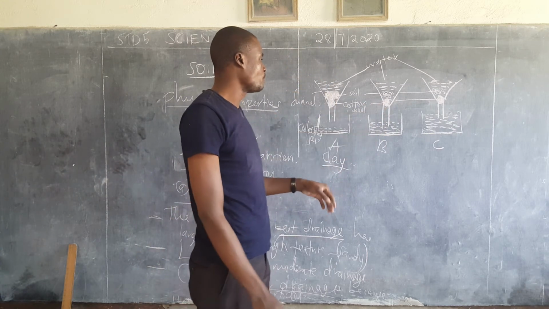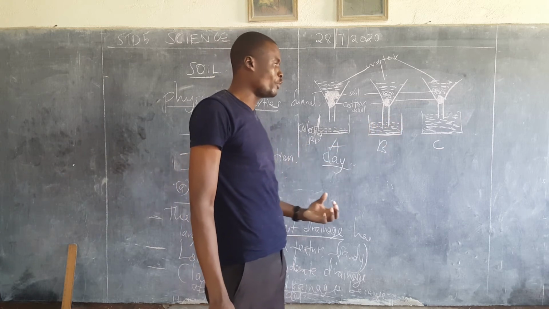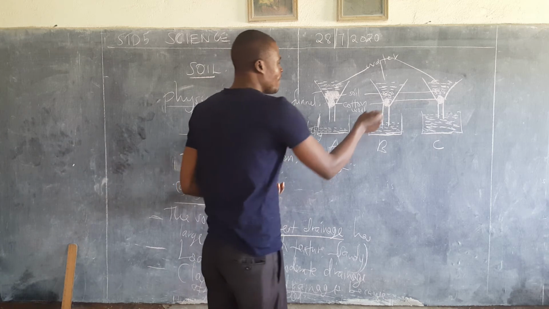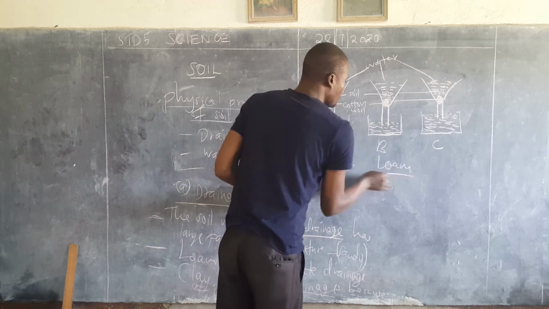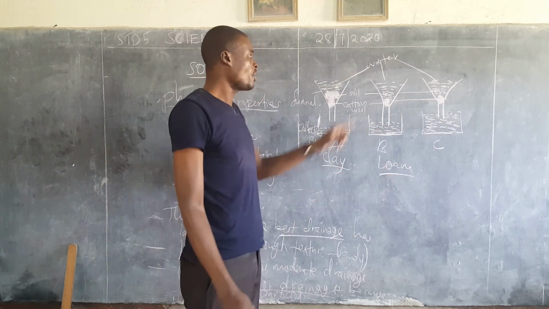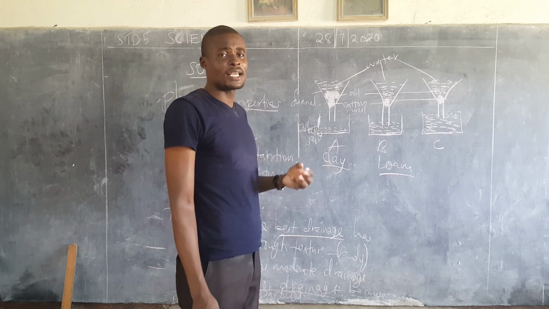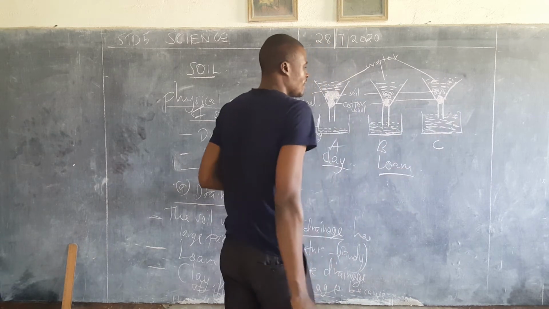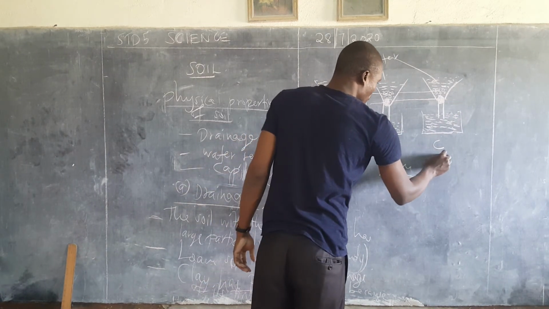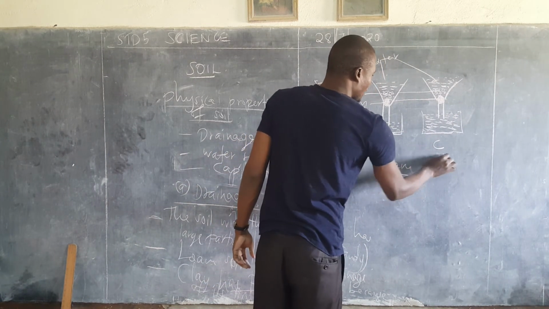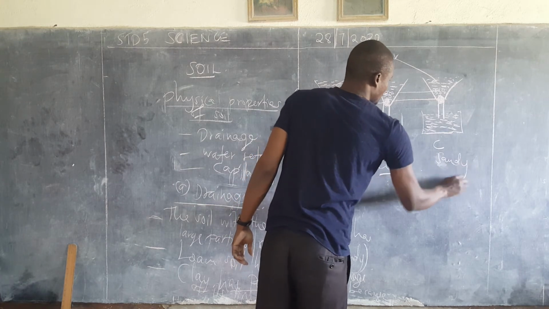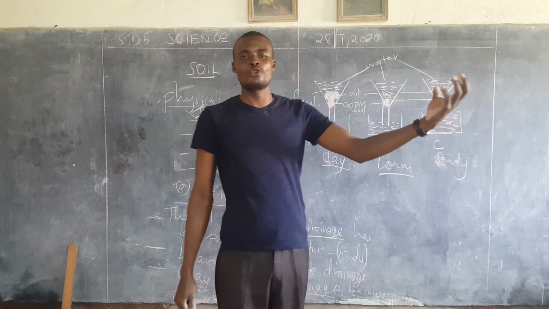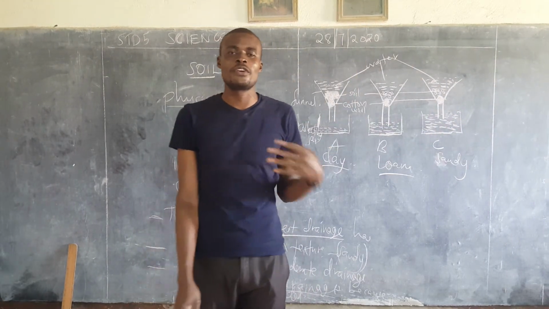Then soil number 2 allows moderate water to pass through it. So this one must be loam. Why? Because this soil has medium particles, it has moderate particles. And then this soil doesn't allow a lot of water to pass through it. Then this soil remains the what? The sandy soil. This is the sandy. Why do you call it sandy? Because it has big particles, and big particles will allow water to go through it very, very fast.